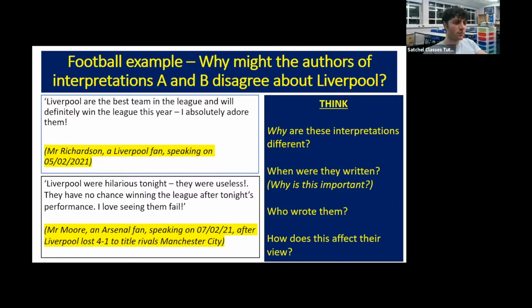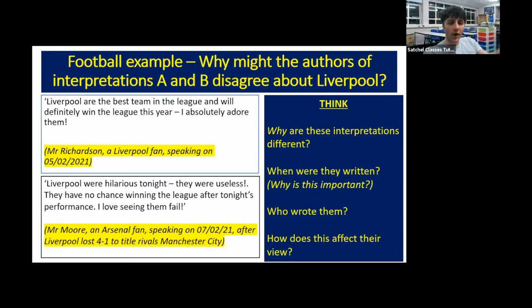Same for interpretation B. Who wrote that? What do we know about them? When did they write it? That's Mr. Moore. Mr. Moore is an Arsenal fan, the provenance tells us, and he was speaking on the 7th of February, 2021, directly after Liverpool lost 4-1 to title rivals Manchester City. I hope everyone feels the pain that I'm going through reading out that sentence.